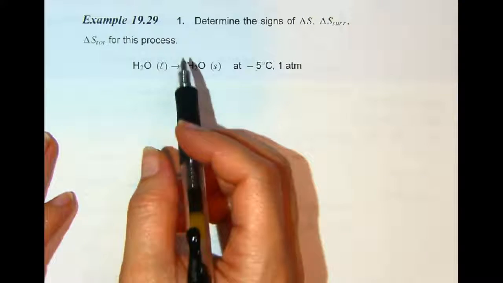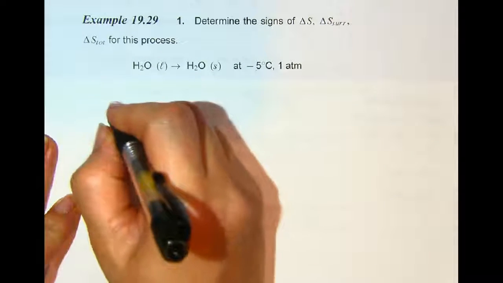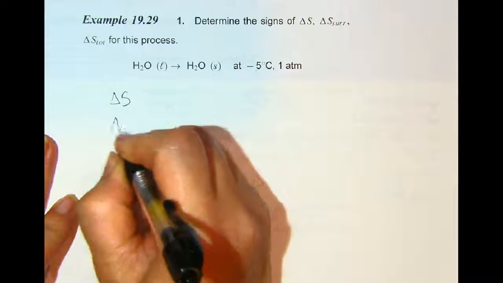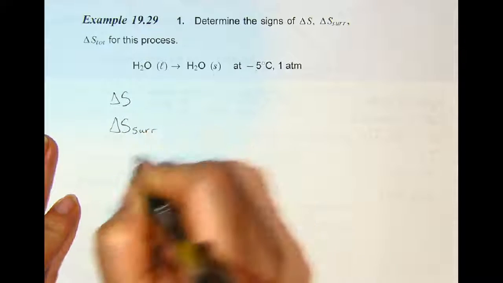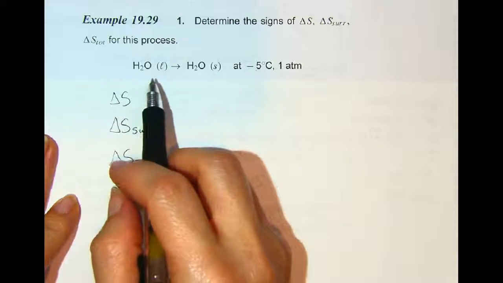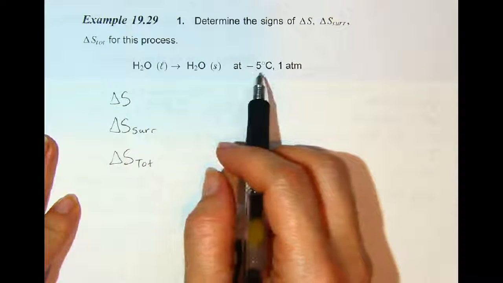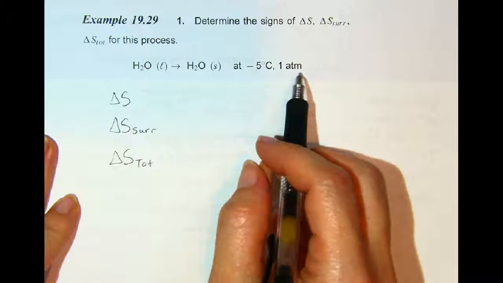Example 19.29 is in the review section. So here's our equation, and the question is, what is the delta S of the system, the delta S of the surroundings, and the delta S total? We're told, first of all, that we have a liquid changing to a solid, and it's at a temperature of negative 5 degrees Celsius and 1 atmosphere.